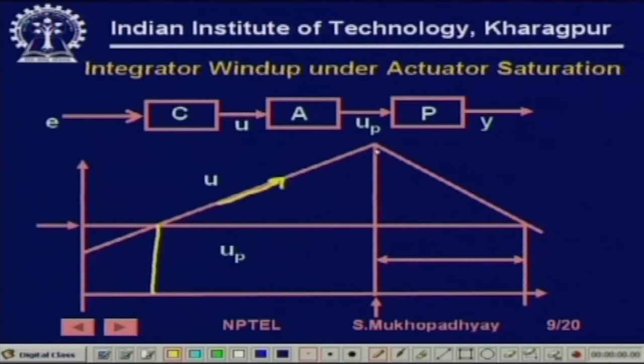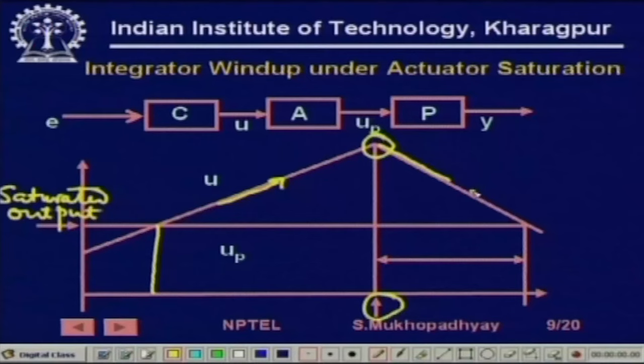So suppose at this time it has reached this value, and now the set point is reduced. It is at this point that the set point is reduced, and this is the saturated output. So the integral is way beyond the saturated level. Now that the set point is reduced, the error has become negative. So the integral value is now reducing, but still it is positive.